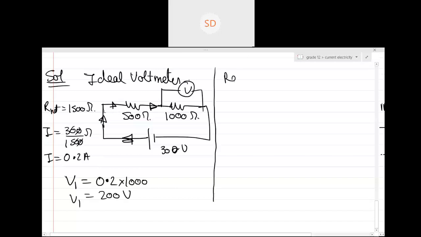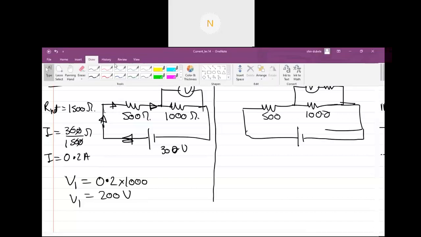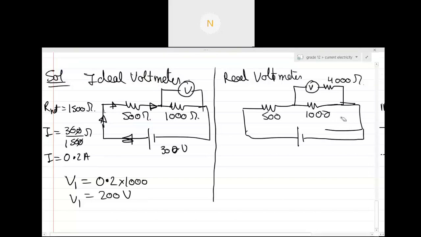But in the case of a real voltmeter, as given in the question, what will we do? This 500, this 1000, and you have connected a voltmeter having how much resistance? 4000 ohm. And then this is connected to your 300 volt battery. Yes or no?